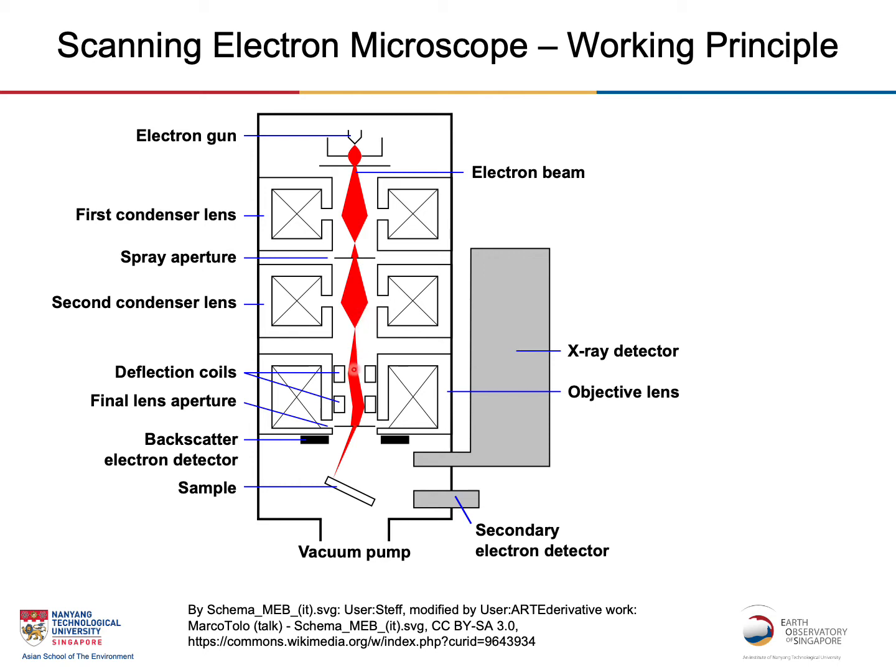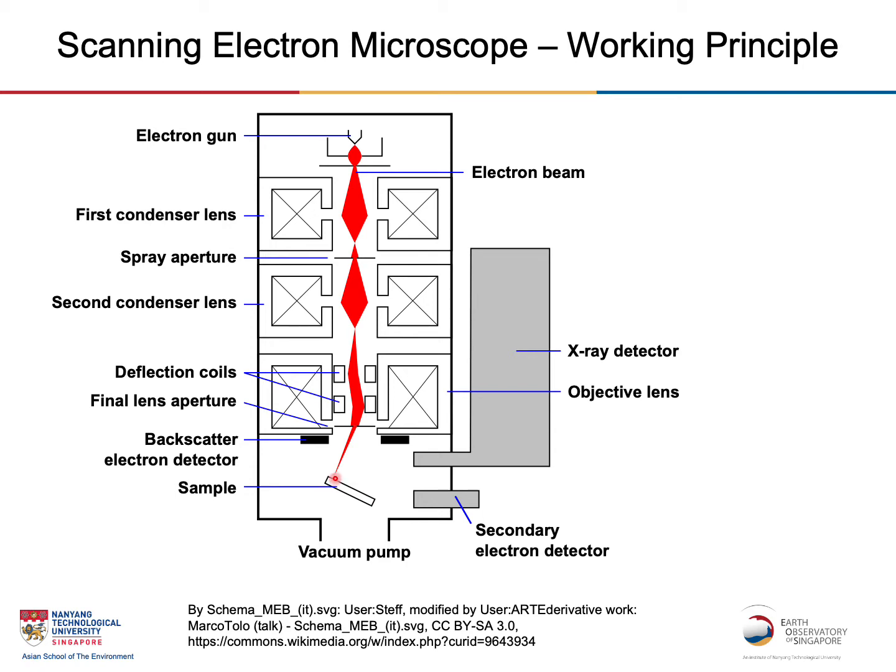So once we have the electron energy spread tight enough, in the final stage of the column we have a scanning coil that moves the electron beam back and forth, or scans it, across the specimen that we're going to observe.